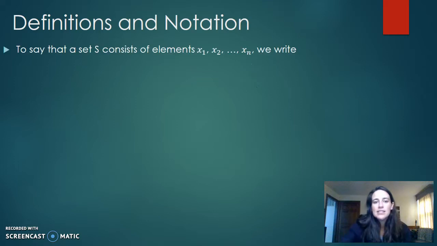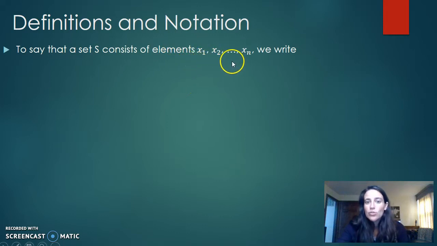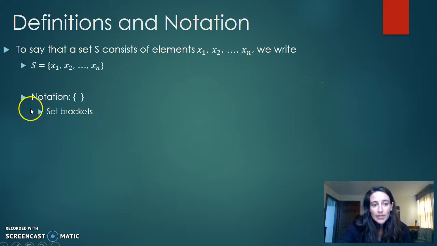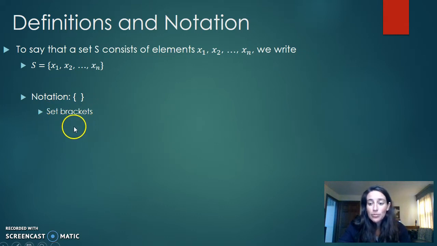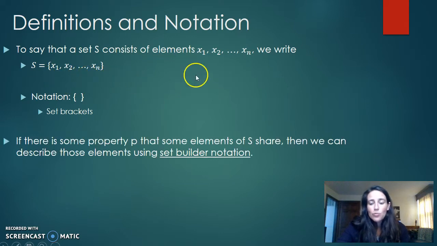To say that a set S consists of elements x1, x2 through x sub n, we write the following. Using this notation, the curly brackets in mathematics represent set brackets. So we say S is equal to, using the set brackets, just a comma-separated list of those n elements: x1, comma, x2, comma, all the way up through x sub n. It does not matter what order the elements are placed inside of the set, just what the elements are.